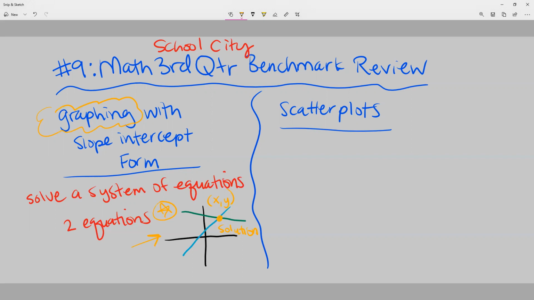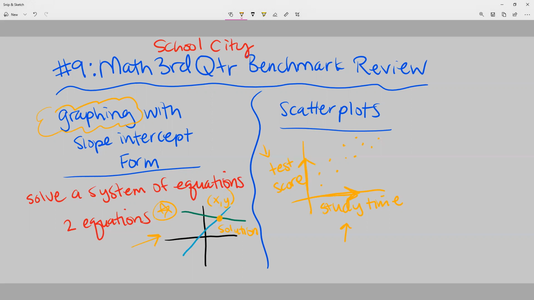The other main focus for this quarter is scatter plots, which are a lot like what they sound like. It's a scattering of points. And these are always in some kind of real world context. Like you could be talking about, let's say, study time versus test score. So let's say you're comparing how much a kid studies to how high their test score is. So as the study time increases, it looks like the test scores are also getting bigger, which makes sense in real life.